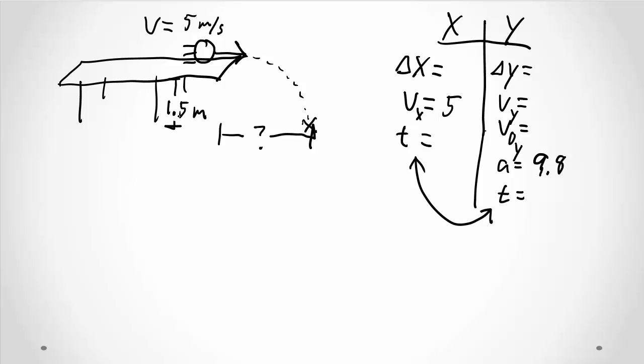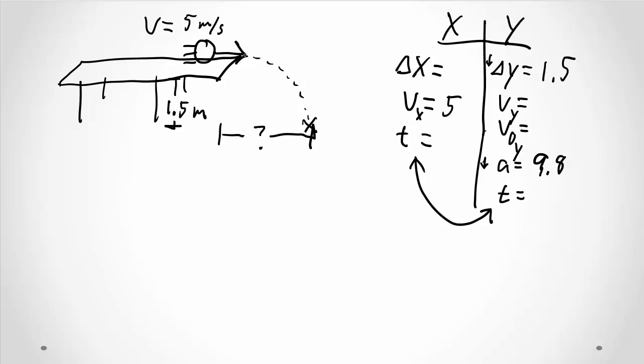What else do I have? I've got a 1.5, that's a vertical height, so I'm going to put that here. Now we need to check direction. I start up here and I end down here, so the direction of my vertical displacement is down, and the direction of my acceleration is down, so they can have the same sign. We might as well leave them as both positive.